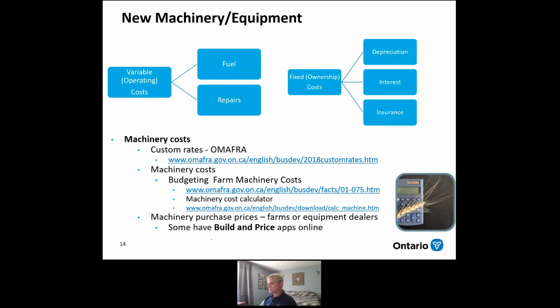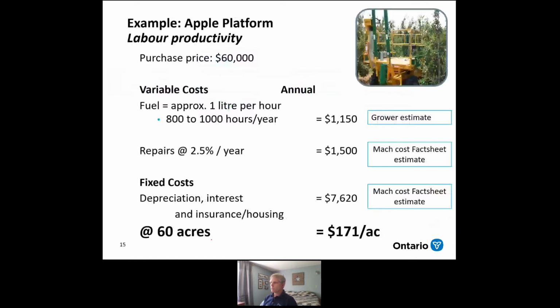The machinery purchase prices, if you're working with on-farm cooperators, they may just say, yeah, this piece of equipment cost me $30,000 or $300,000, whatever the case may be. Or you can be talking with equipment dealers. Even some of the dealerships have build and price apps online that you can have a look at and do some pricing on to get a general sense of what that piece of equipment is, to get that purchase price that you can then feed into the machinery cost calculator to calculate the individual variable and fixed costs for that piece of equipment. So I thought I'd just demonstrate that.